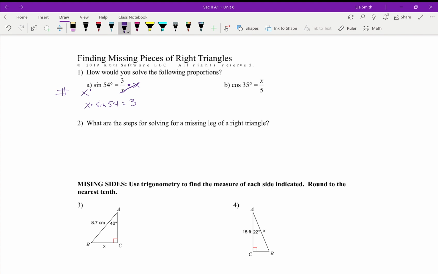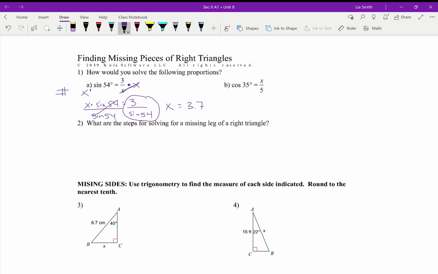Now, all I need to do is get rid of this sine of 54. This is multiplication, so I'm going to divide by the sine of 54 to both sides. The sine of 54s are going to cancel out, and I'm going to be left with x equals. Now, you're going to put this entire thing into your calculator just like that. So if you type that into your calculator, 3 divided by sine of 54, you should get 3.7.